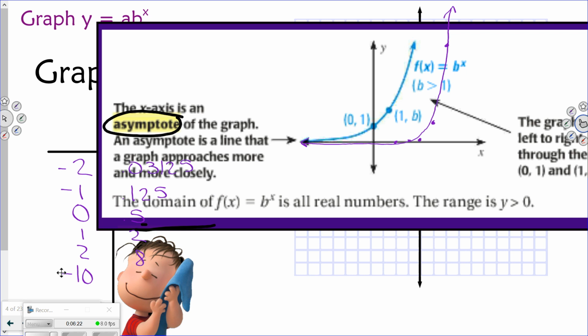So if you were talking about exponential functions, this is what's going to happen. It's going to flatten out at one spot, and it's going to take off in another direction. Okay?